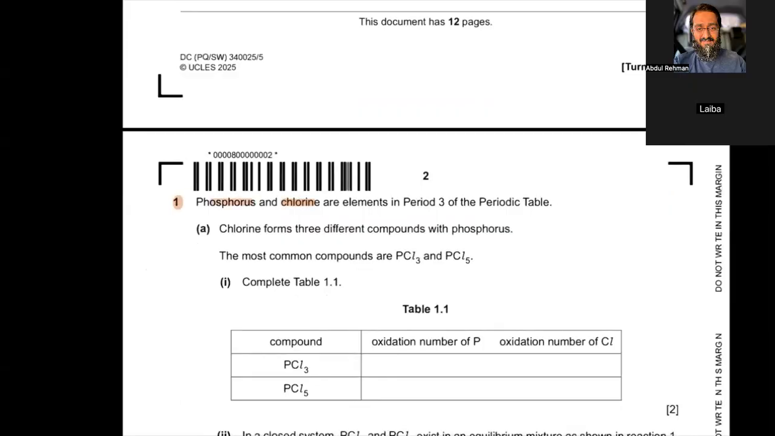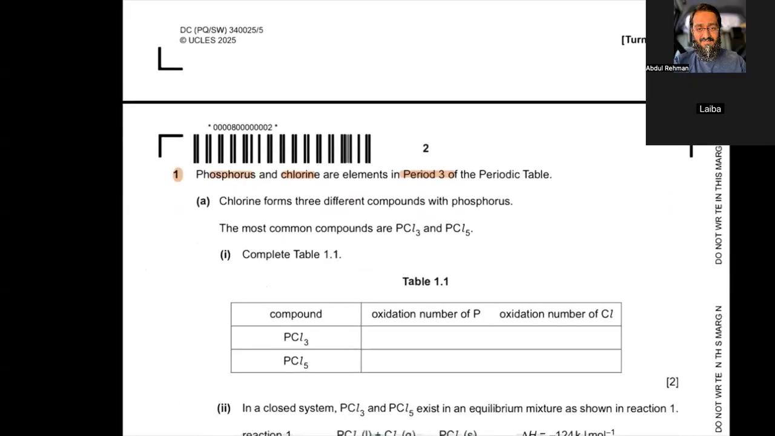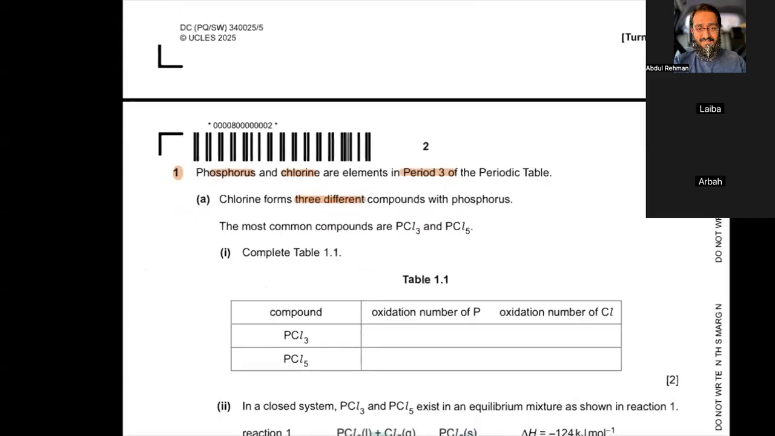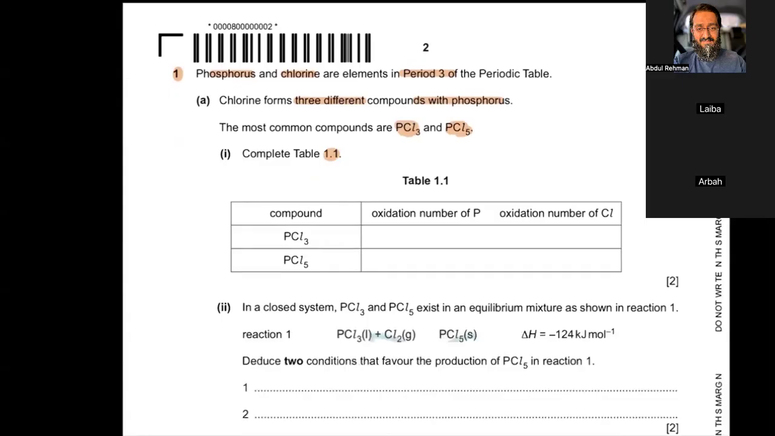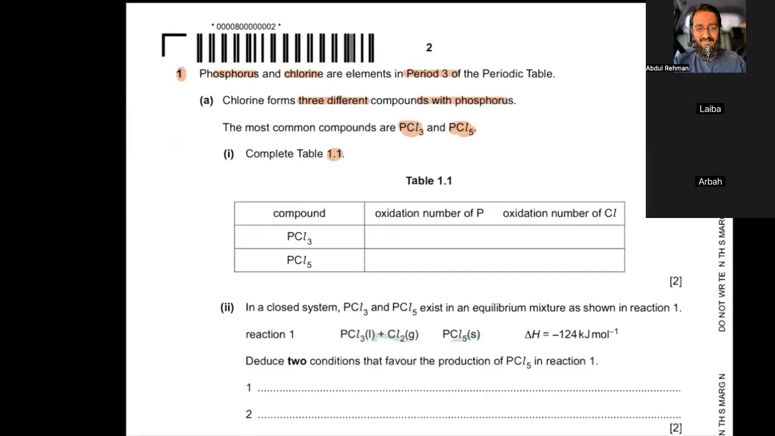Phosphorus and chlorine are the elements in period 3 of the periodic table. Chlorine forms 3 different compounds with phosphorus. The most common compounds are PCl3 and PCl5. Complete table 1.1. So they are asking for the oxidation number of phosphorus and the oxidation number of chlorine.